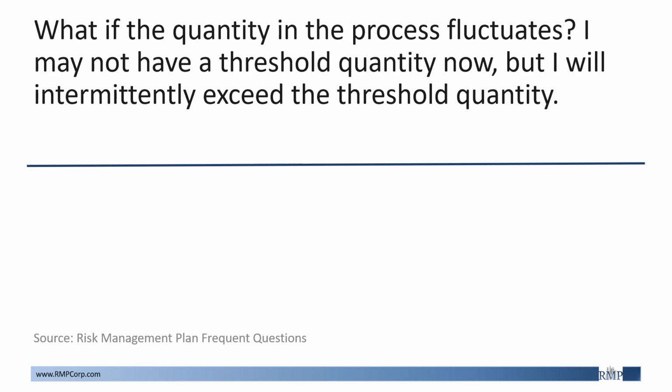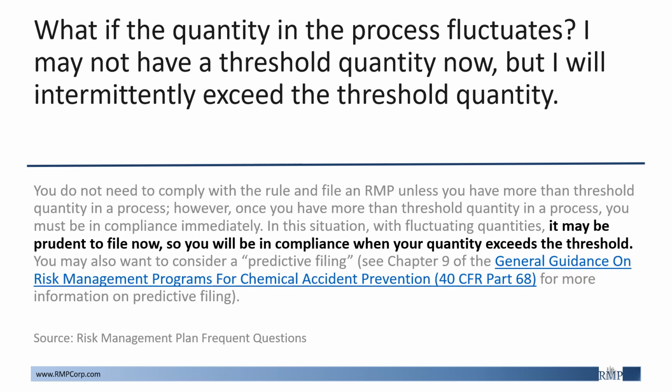What if the quantity in the process fluctuates? I may not have a threshold quantity now, but I will intermittently exceed the threshold quantity. Now, you do not need to comply with the rule and file an RMP unless you have more than the threshold quantity in the process. However, once you have more than the threshold quantity in the process, you must be in compliance immediately. In this situation with fluctuating quantities, it may just be prudent to file now so you will be in compliance when your quantity exceeds the threshold. You may also want to consider a predictive filing.